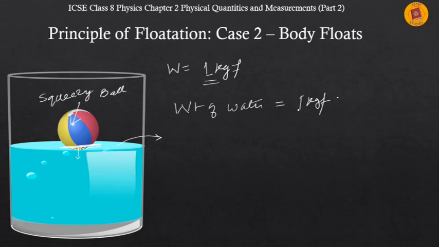This is the thing. Now, in this case, the weight of the object and the buoyant force Fb will be in equilibrium. That is, W is equal to Fb. The weight of the object will be equal to the buoyant force. And that is the reason why the object will float on water.